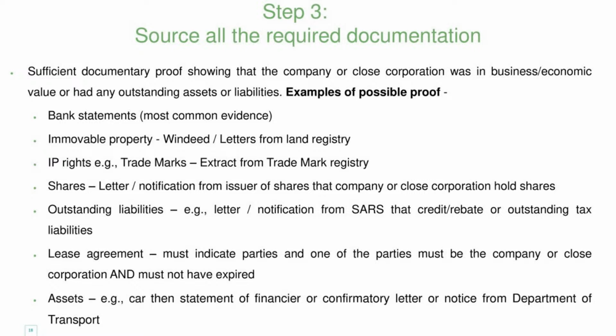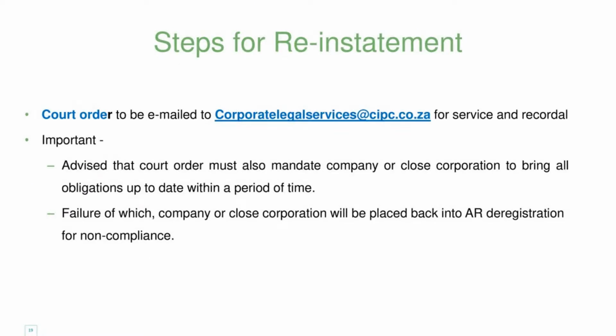Now, sufficient documentary proof shows that the company or the CC was in business or has economic value or even has outstanding assets or liabilities. Bank statements, immovable property, IP rights, shares, outstanding liabilities, lease agreements, and assets are important to be attached to your application. Remember, these proofs do not need to be all of them, but they need to be some of them in order to verify the value of your company.